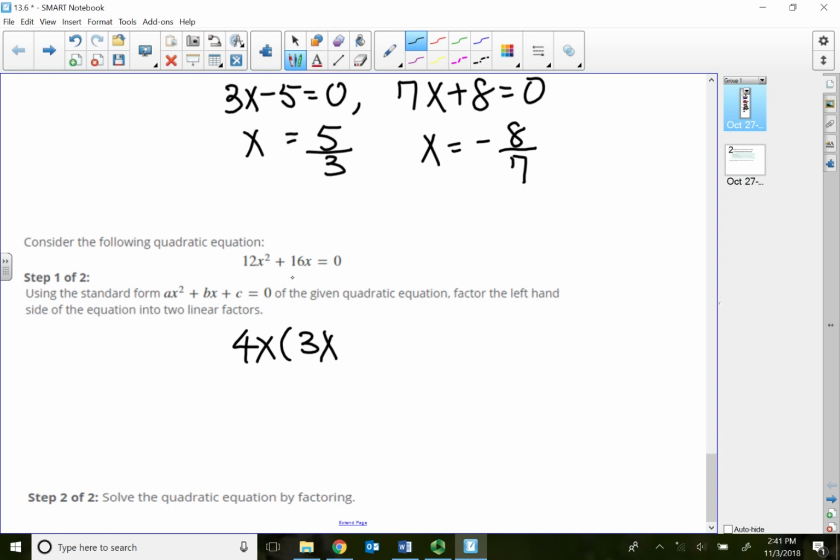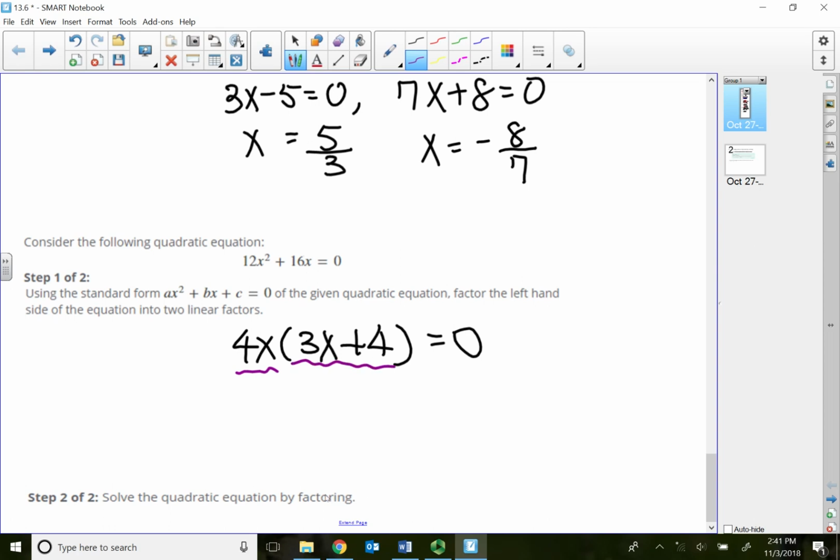4 going to positive 16 is positive 4 times. Take the only x to the outside, no x for my 4. There you go. So this factoring problem is simply factoring out the greatest common factor. All right, so I do have 2 factors. One is 4x, the other one is 3x plus 4.